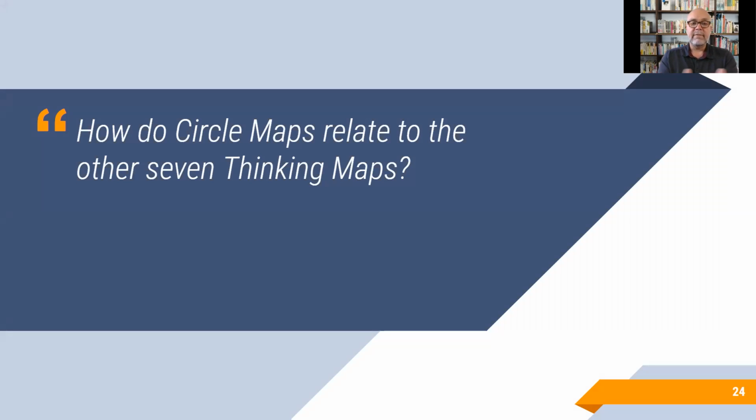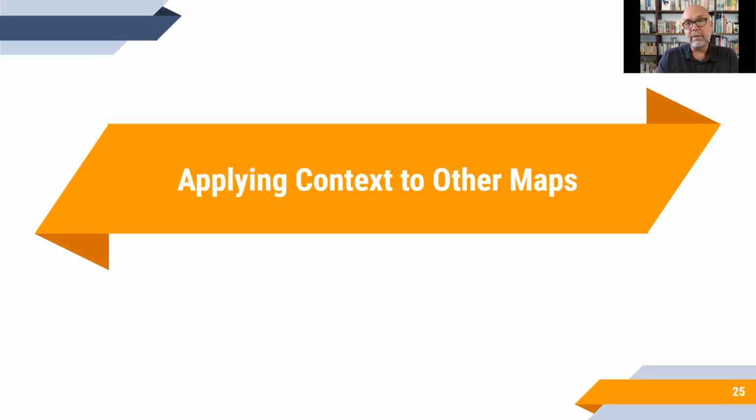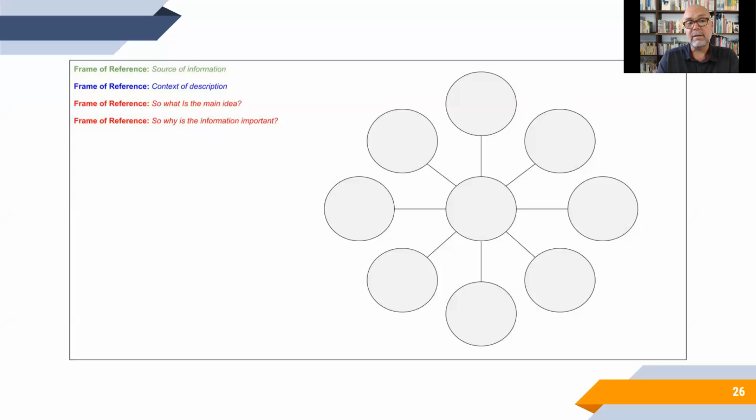So one question you might have is, how do circle maps relate to the other 7 thinking maps? I think they're pretty foundational. Obviously, they're considered the first map, like the starter map. And one thing I thought about a while ago is that this notion of context that I talked about in the beginning can be applied to other maps as well.